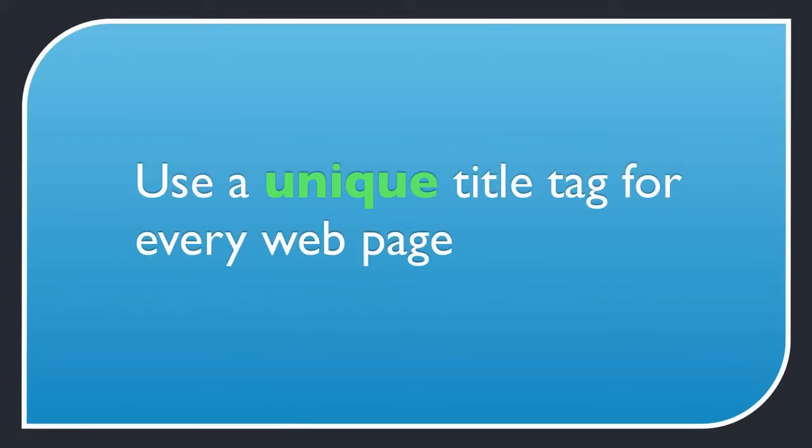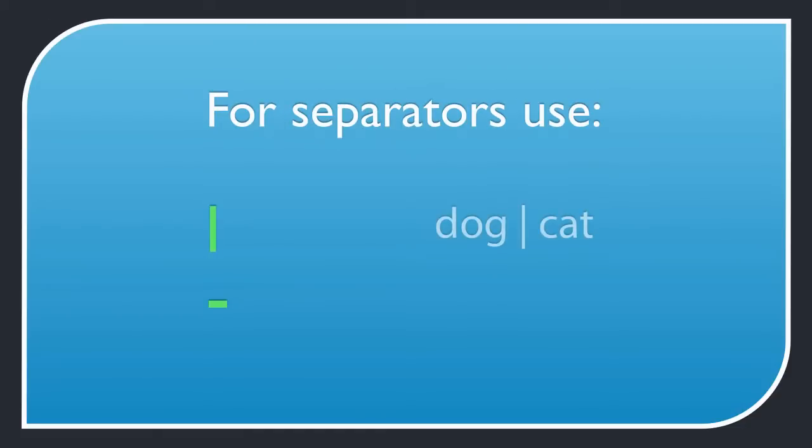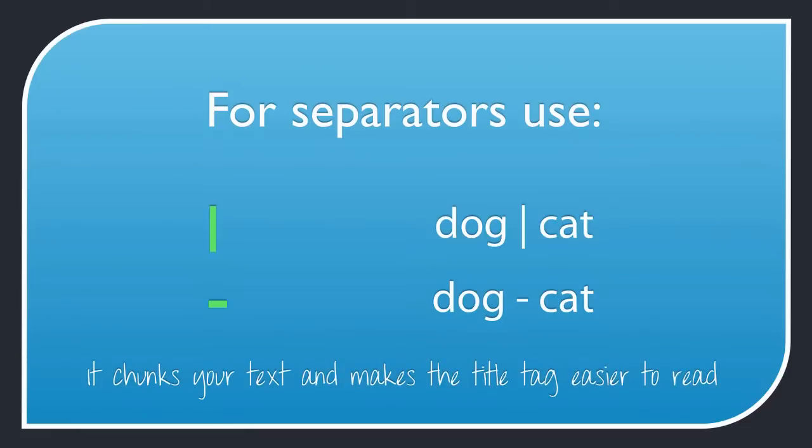Use a unique title for every web page, or your pages may be seen as duplicate content, and Google may not list you in its index. For punctuation, I recommend you use the pipe symbol or dash, and don't bother with anything else.